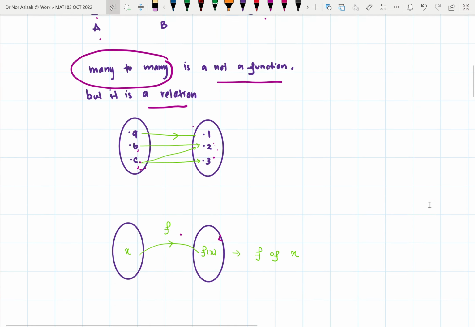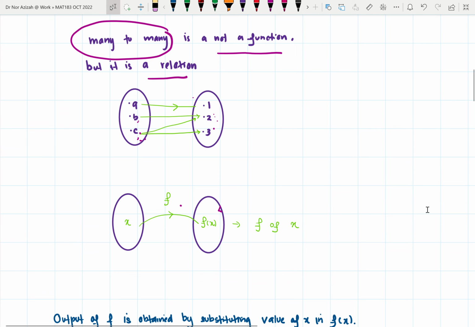Okay, so next. If we have a mapping here, this one is set A and set B. So x is the input, and under the function f, we obtain the output f(x). We call it f of x, or fx. Okay, that's how we pronounce f(x).